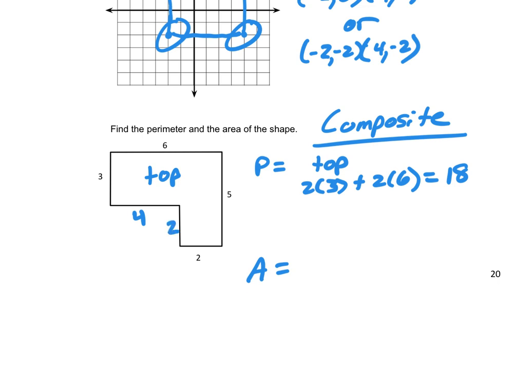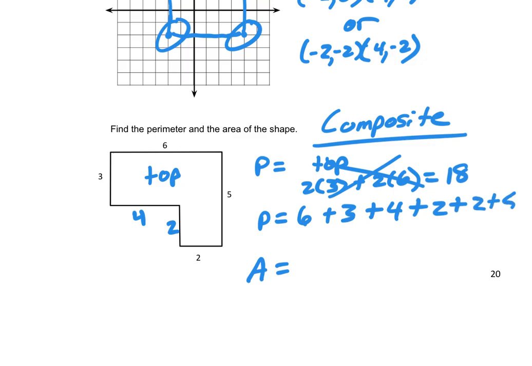So probably it's not best to do the top and bottom here. For the area, I would say yes, it is. Here, it's probably best because you have to remember to take out the piece on the inside. We don't want to have to worry about that. So for this one, we're going to simply say 6 plus 3 plus 4 plus 2 plus 2 plus 5. We're just going around the outside. 6, 3, 4, 2, 2, and 5.